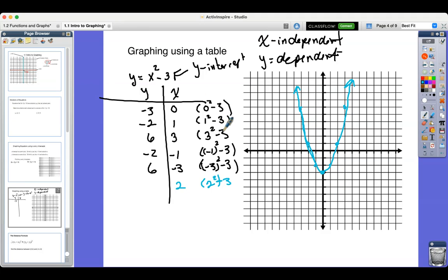So the reason we use a table is something like this. Let's say you don't know how that looks naturally. Unlike a linear equation, we don't know necessarily where these look.